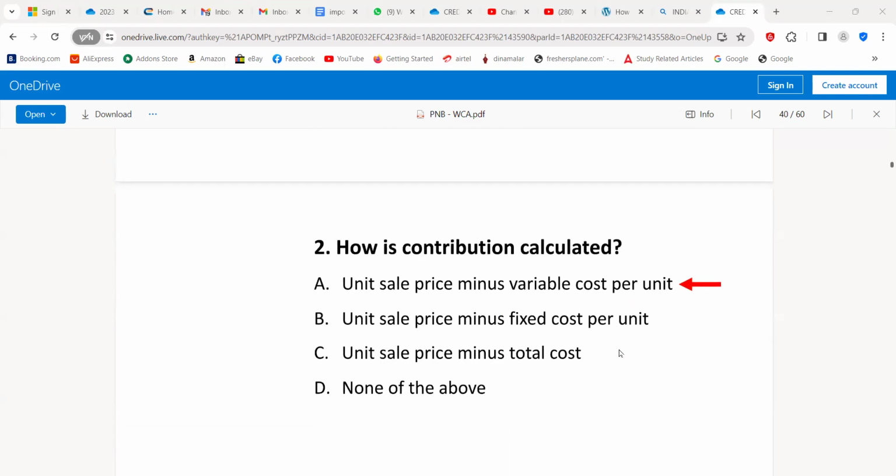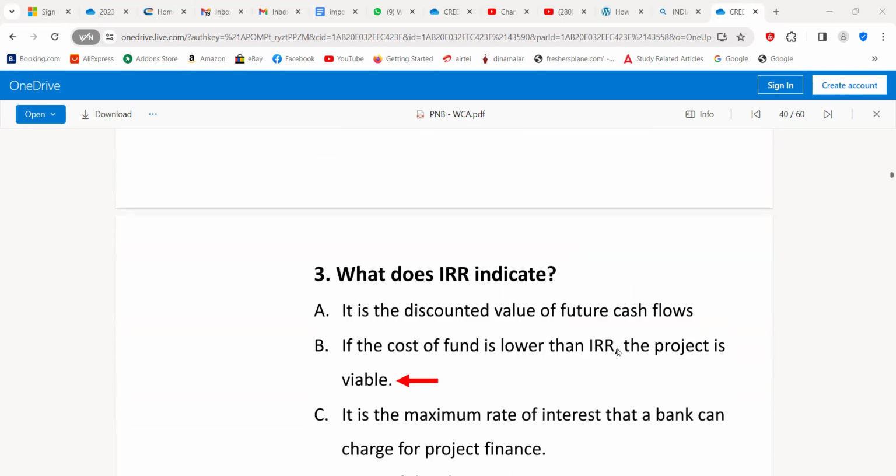So how is contribution calculated? Unit sale price minus variable cost per unit. This is how contribution is calculated: unit sale price minus variable cost per unit. Then what does IRR indicate? If the cost of fund is lower than IRR, the project is viable.